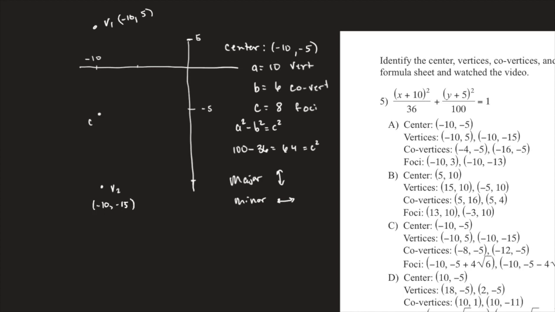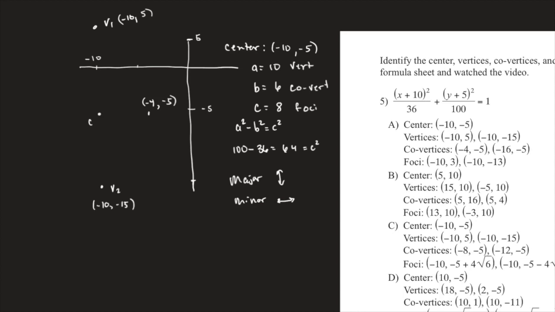Now let's do the same thing with b to find the co-vertices. I'm going to go back about 6 steps this way. If I was at negative 10 here and I go back 6 this way, it's going to put me at negative 4. So we'll have negative 4 comma negative 5. We know that these are all on the same horizontal line, so that's going to be the same y value as my center.